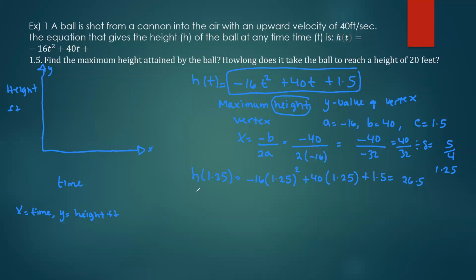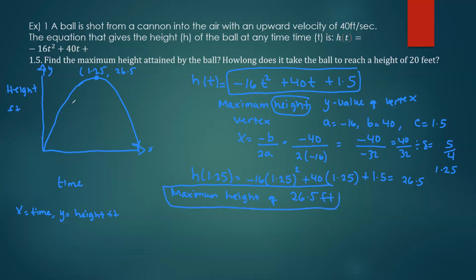So that's our answer. They're asking what is the maximum height of the ball. So if you drew this, it's concave down, right? So the x value of the vertex is 1.25, and then the y value is 26.5. So you could say, we'll write it as a complete sentence: maximum height of 26.5. Okay, so that is the first part of the question.